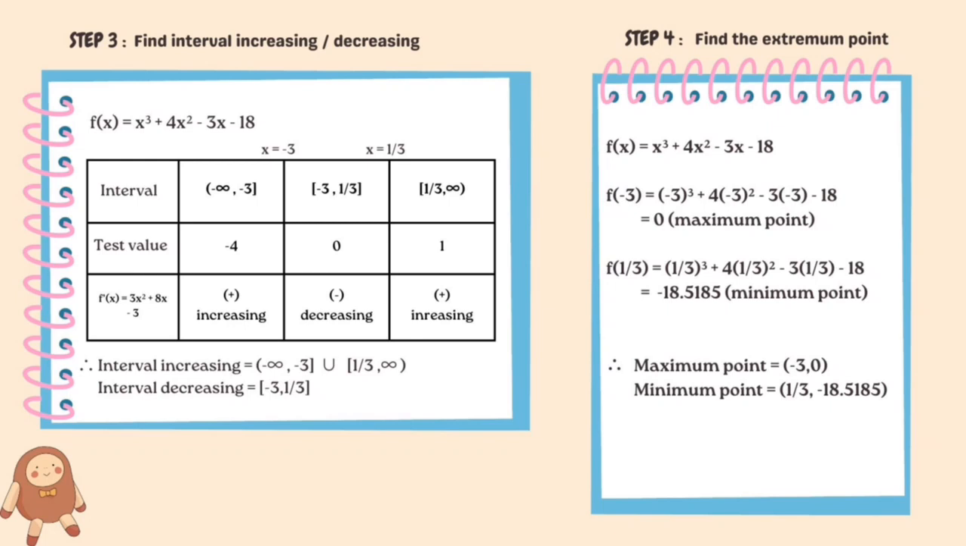For step 4, find the extremum points. We will use the same function, x to the power of 3 plus 4x to the power of 2 minus 3x minus 18. Then we will key the critical values into the function. For -3, we get 0. For 1/3, we get -18.5185. So the maximum point is (-3, 0), and the minimum point is (1/3, -18.5185).